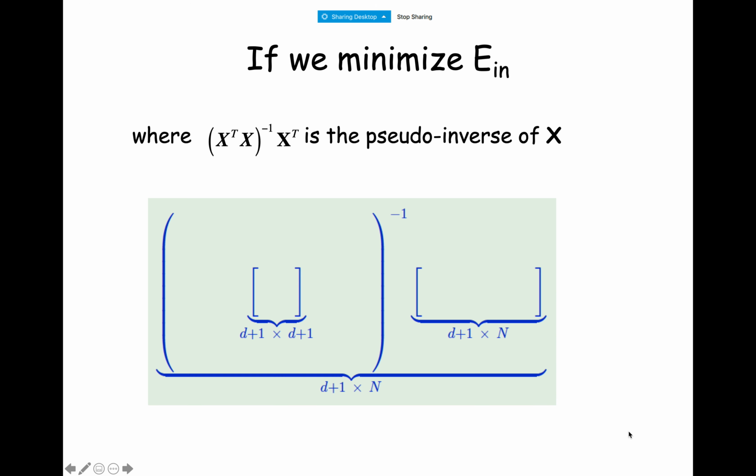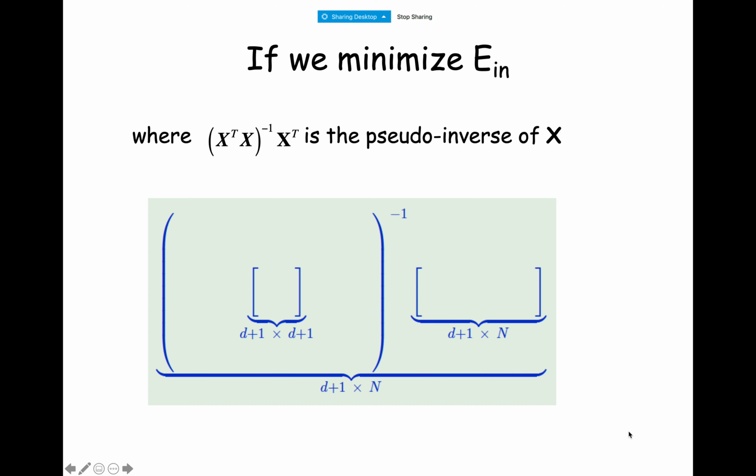It's 5:08. So let's take a look at how these dimensions line up. Our X transpose is going to be D plus 1 by N, so D plus 1 rows by N columns. We're going to left multiply that X transpose with X, and X is N by D plus 1. So it's going to be a square matrix, D plus 1 by D plus 1. Now we take the inverse of that. The inverse of a square matrix still has the same dimensions, so it's still D plus 1 by D plus 1, right?